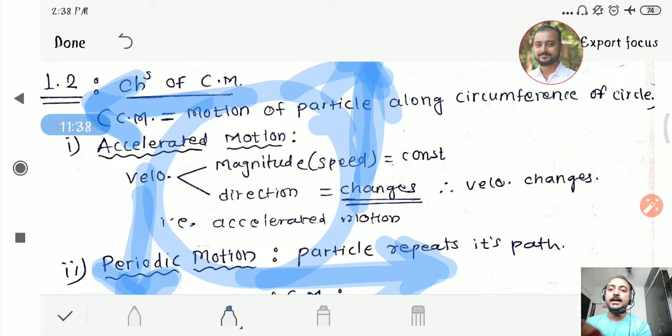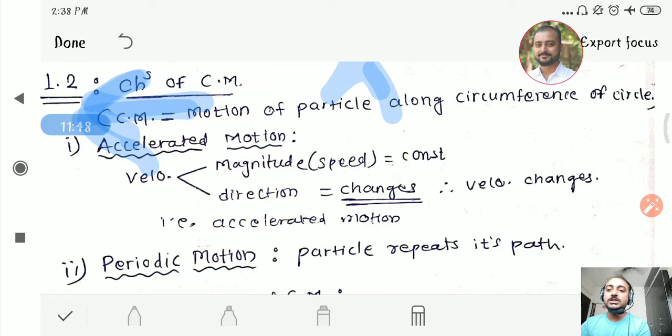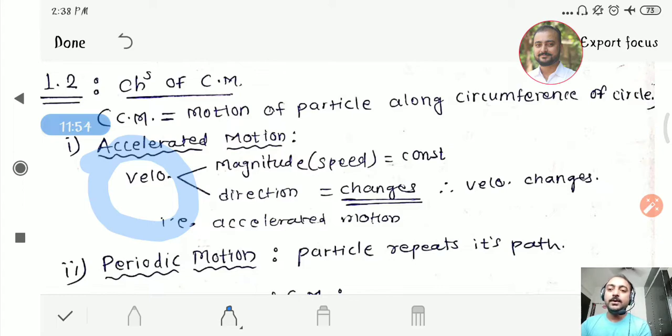Here we observe the upward direction, here the left side, here the down side, here the right side. In this manner, the direction is going to be changing continuously. That's why velocity changes, and as the velocity changes, the body is said to be in an accelerated motion.